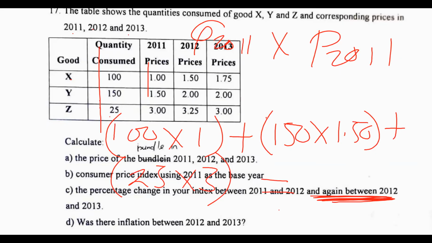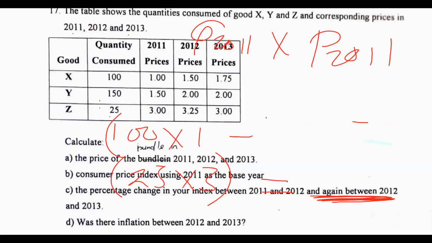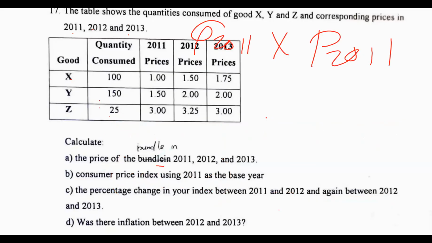Okay. Then for real GDP now, which year do you want to use? We use 2011 as a base year. Let's use 2011 as a base year. Then which year do you want to calculate real GDP? Choose any year for real GDP now. Okay, let's say 2012. We want to calculate the real GDP for 2012, right?